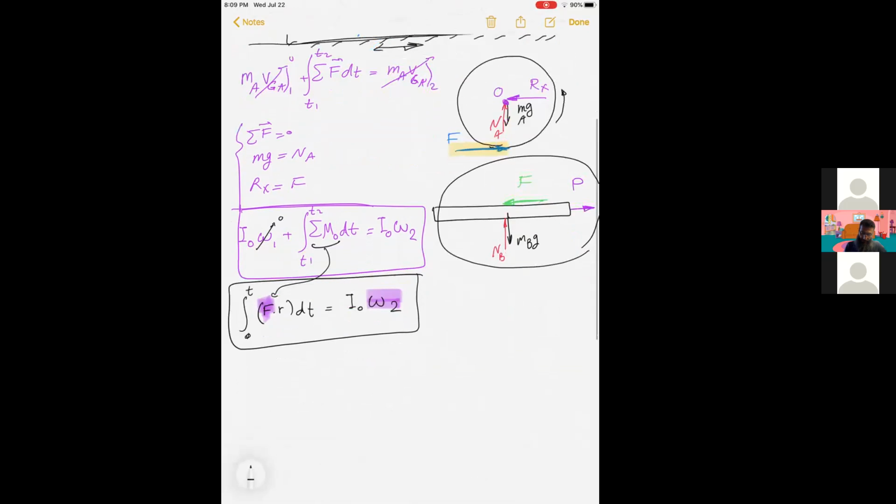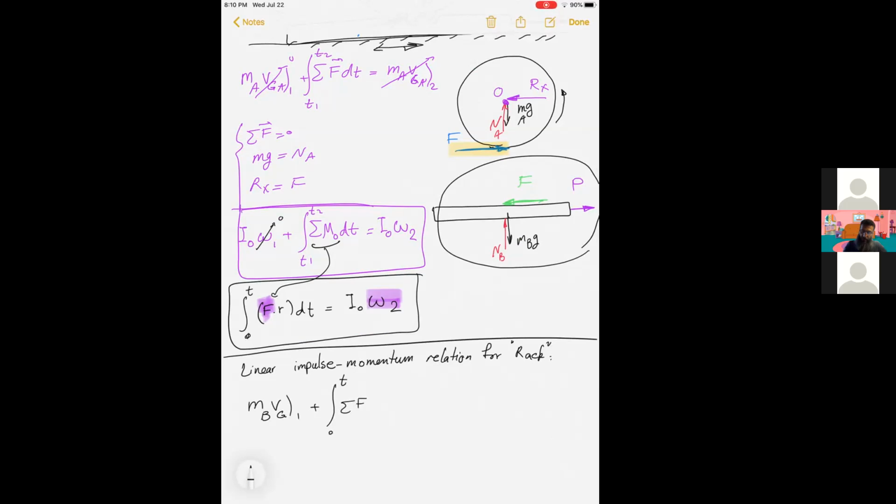If you look at the rack, we can write the linear impulse momentum relation for the rack. Then I will have m_B vG1 plus the integration from 0 to t of the summation of forces. And I know it's not going to go up and down. The motion is only in the x direction, so I'm just going to put Fx because in y it doesn't go up and down. dt is going to be m_B vG2. Again, because the system starts from rest, the initial velocity of G is 0.